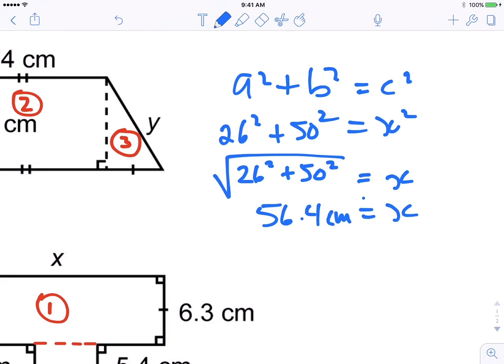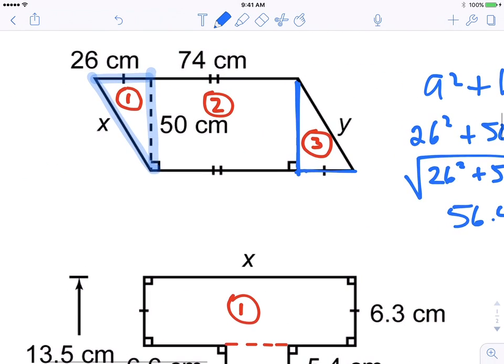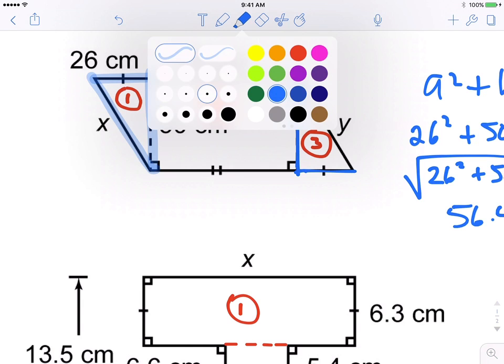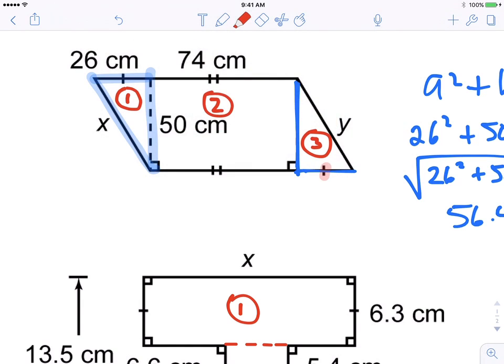Okay, and then for y, we're going to use the Pythagorean theorem again. We know that this length is also 50, right? And we want to look at this base here. Well, what is the base of that? If we look over here, I'll change the color, sorry, we have this hash mark that's given to us, and that hash mark is also given to us over here. And if you're given that hash mark twice, we know that that's also 26 centimeters.